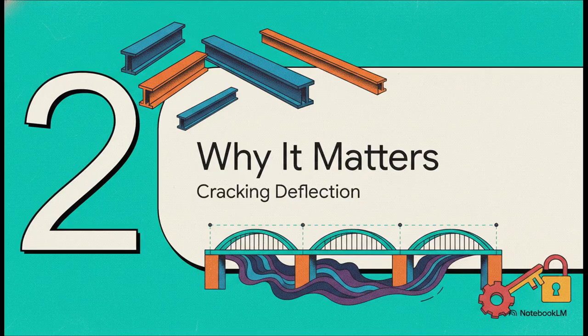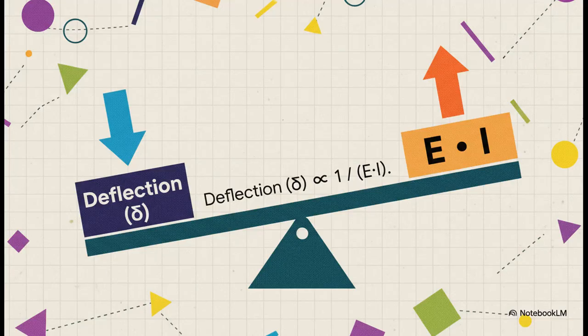All right, so we know it's shape stiffness, but why is this so critical for the PDD exam? Well, it all boils down to one simple word: deflection. How much a beam sags. The ARE loves, and I mean loves, to test you on this, and moment of inertia is the master key to that whole puzzle.